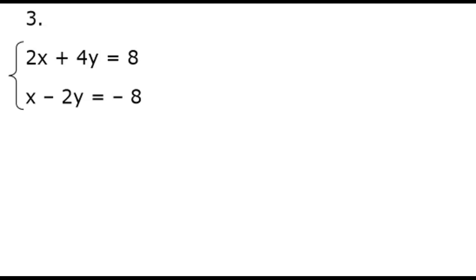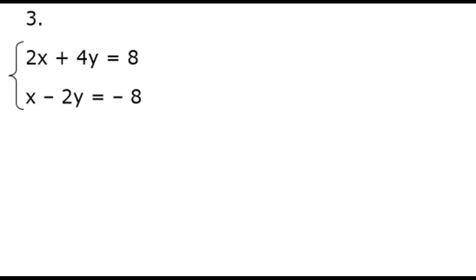And since this is a positive and this is a negative, this probably is the easiest one to eliminate. If I'm going to eliminate the y, what number do I need right here? This is a positive 4, so this needs to be a negative 4. What am I going to have to multiply by so that this will be a negative 4? So I'm going to multiply this equation by a positive 2, the whole thing.